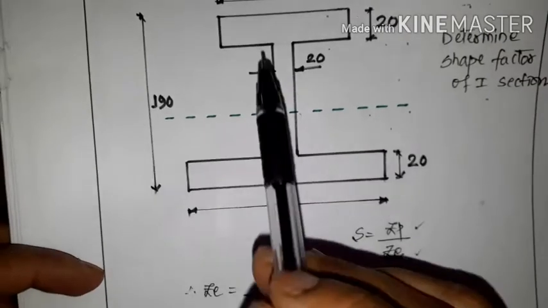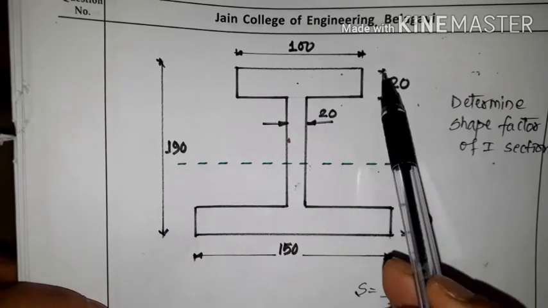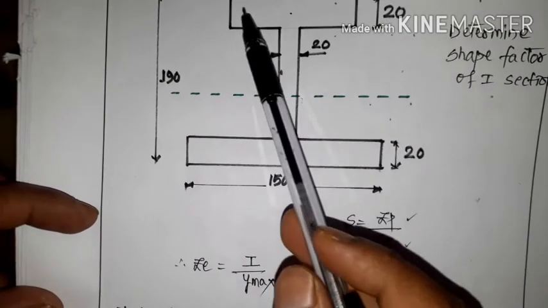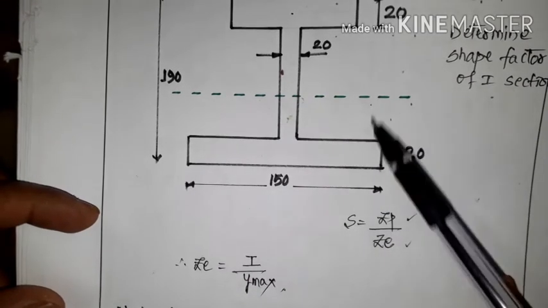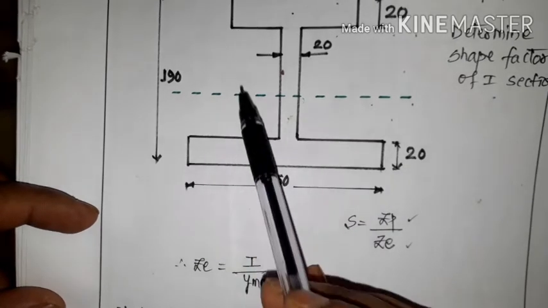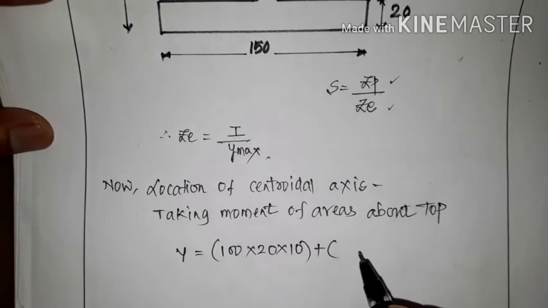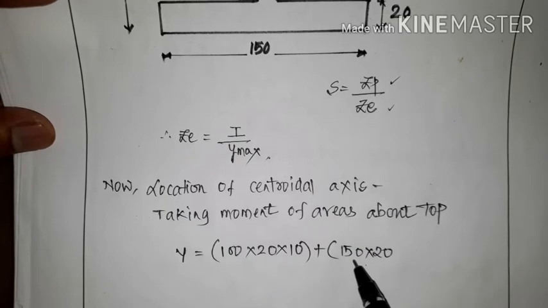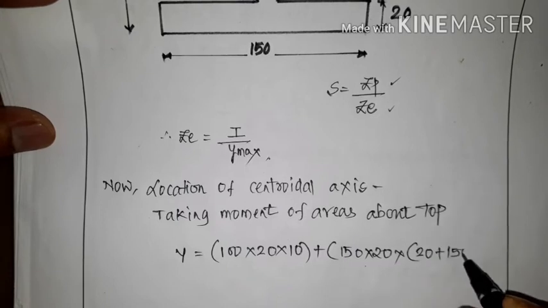okay, so that is 100 for the top flange, 100 into 20, and the center is 20 by 2, so that is 10. Next for the web, the total is 190, so we have to deduct 40, that is 20 plus 20 for the top flange and bottom flange, so we are left with 150 mm. So therefore the area of the web is 150 into 20, into the distance of the centroid of the web, which is 20 plus 150 by 2.